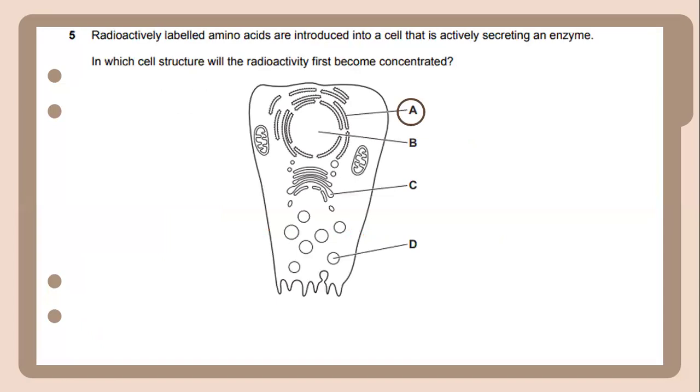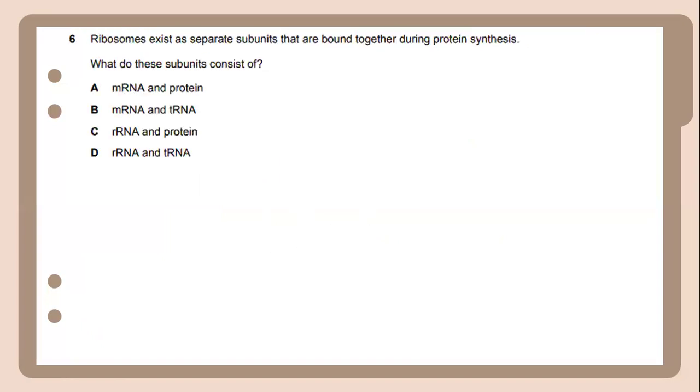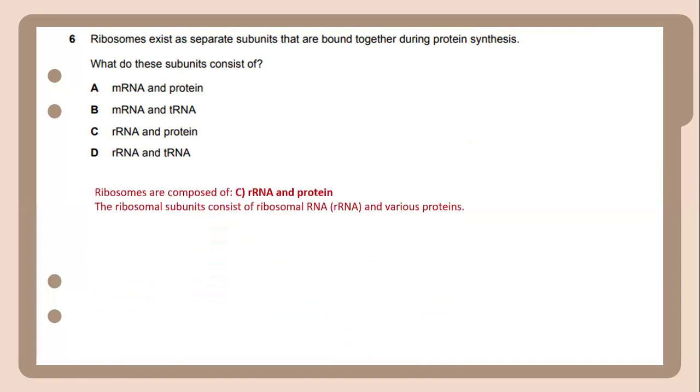Radioactively labeled amino acids are introduced into a cell that effectively secretes an enzyme. In which cell structure does the radioactivity first become concentrated? The answer will be A. Ribosomes exist as separate subunits that are bound together during protein synthesis. What do these subunits consist of? Ribosomes are composed of rRNA and protein. The ribosomal subunits consist of ribosomal RNA and various proteins.